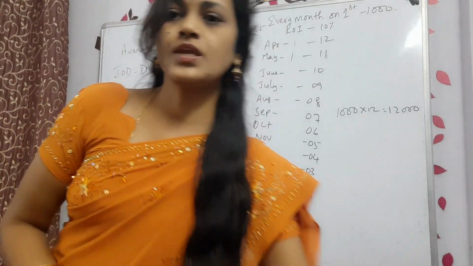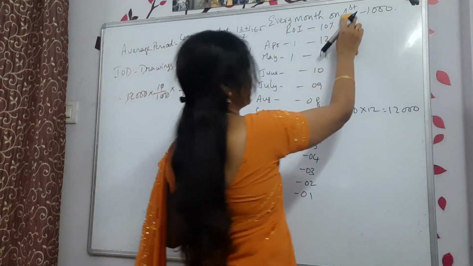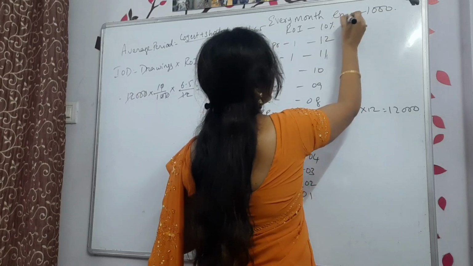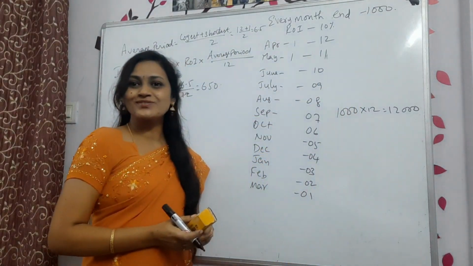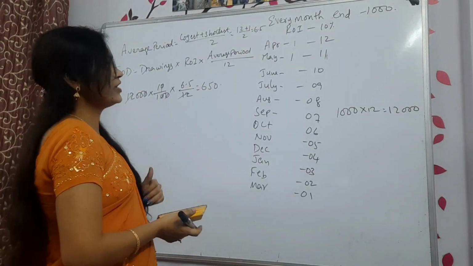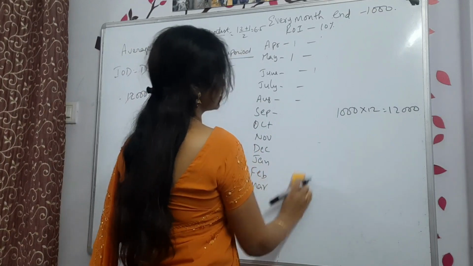Now we are solving the question. If they withdraw at every month end, they are withdrawing 1000 rupees at month end. Every month end they are withdrawing 1000 rupees. Now how do we calculate? Only this one will change, all others are the same.